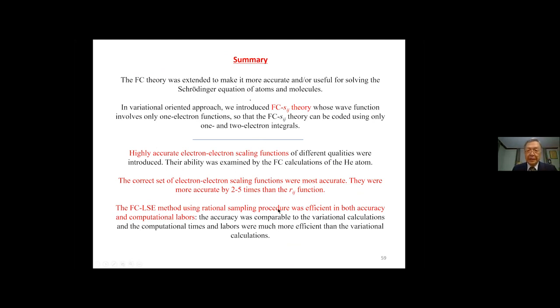And anyway, I talked about the frequent LAC method using rational sampling procedure, which was efficient in both accuracy and computation labor. So we want to proceed with this type of methodology further.